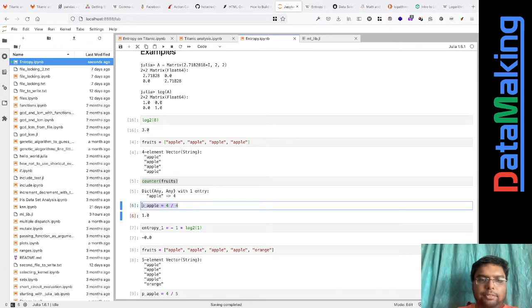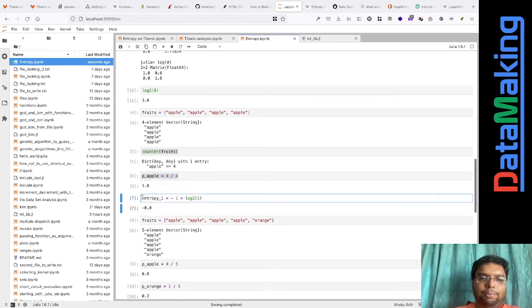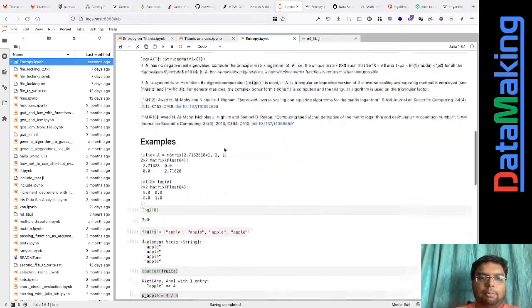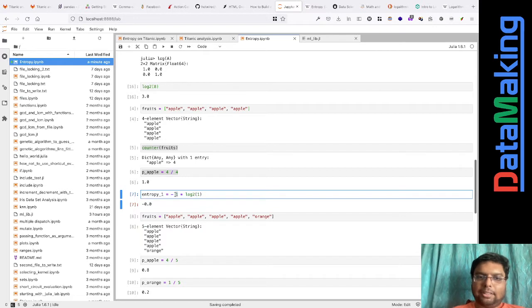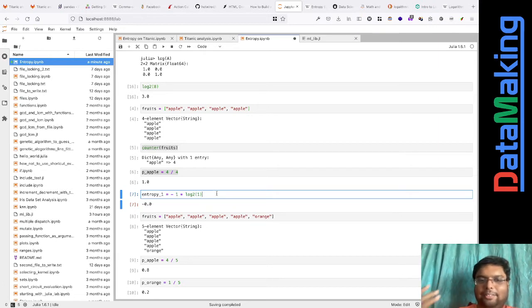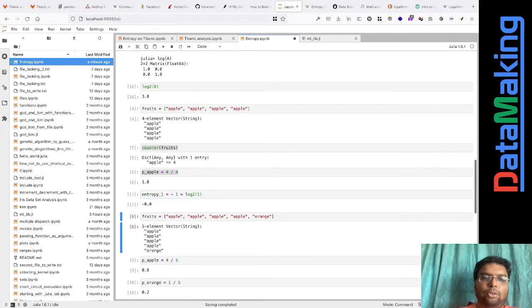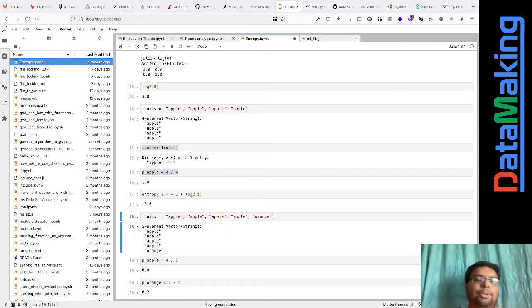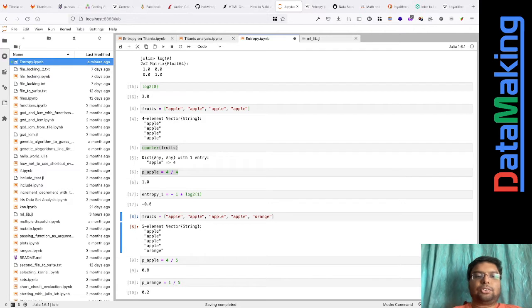Now we'll see the probability of apple. It is 4 by 4, 1. And what is entropy? It is minus, so we'll just obey this formula. The probability of apple, I'm explicitly putting 1 over here. I could have put p apple, and log 2 of 1. So that is once again this probability of apple. I'm just taking the entropy, 0. So there is no impurity. Entropy is totally 0.